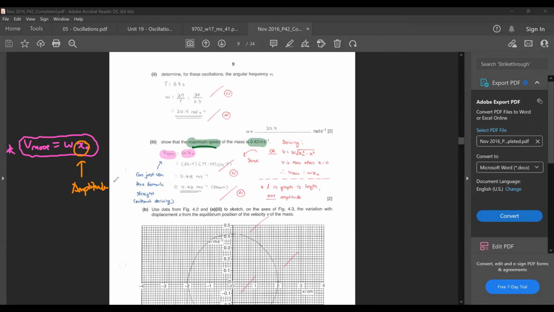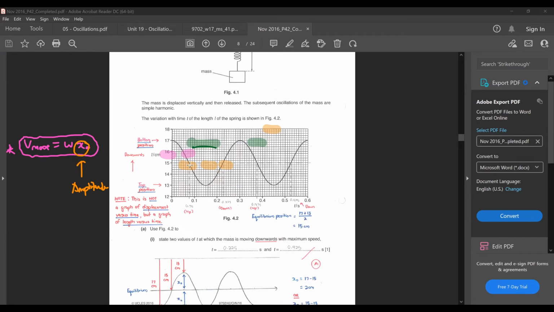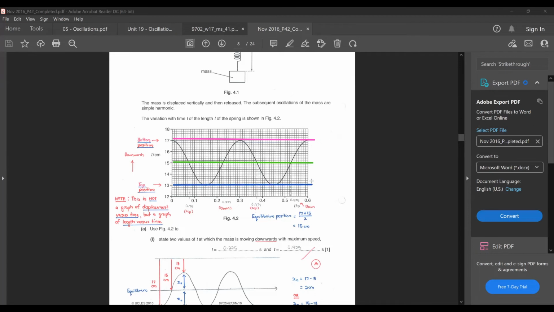then x naught here being your amplitude value. You just take 20.9 from above and then multiply with your amplitude. Okay, so your amplitude here, this is something that you need to be careful about. Remember just now I told you that this is not your displacement time graph, it's rather your length versus time graph. So there were certain points of interest here that I actually marked out for you, where I told you that this one is actually the bottom, this is the equilibrium, and then this is the top.